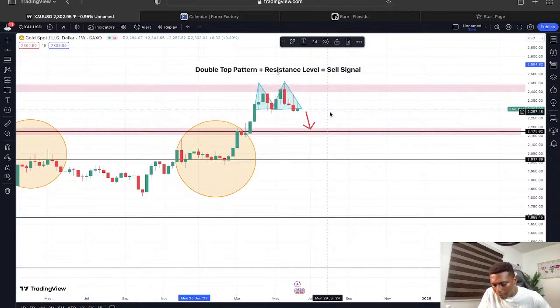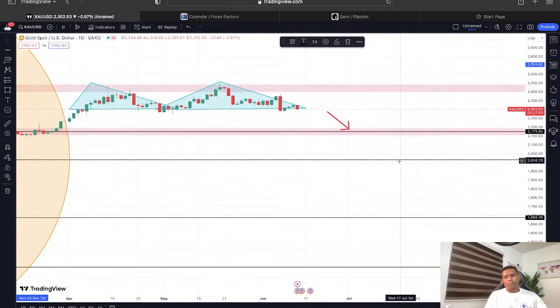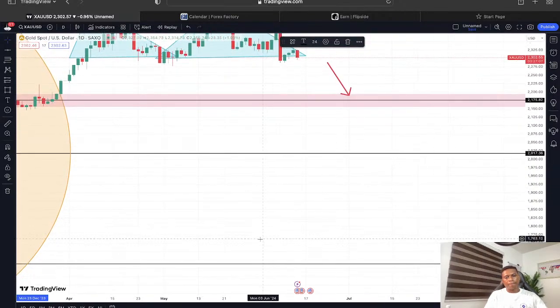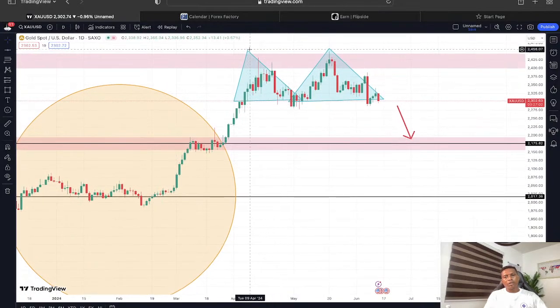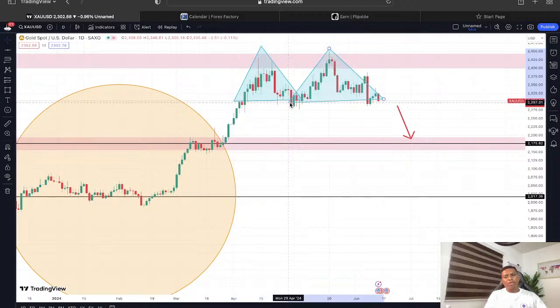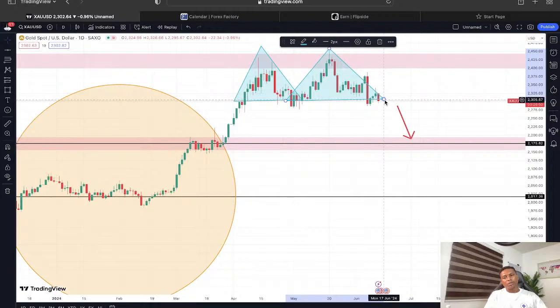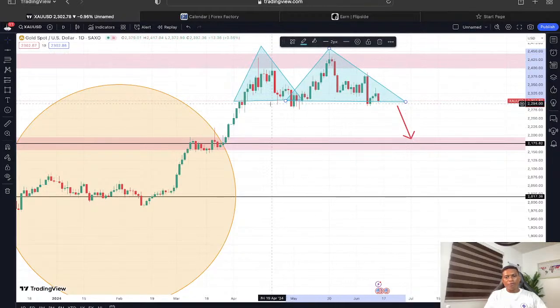All right, good. So let's go down to the daily time frame. You can see that the weekly time frame gives us a broader perspective; the higher time frames give us a broader perspective of the market.